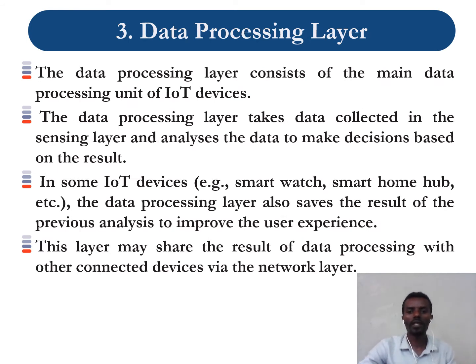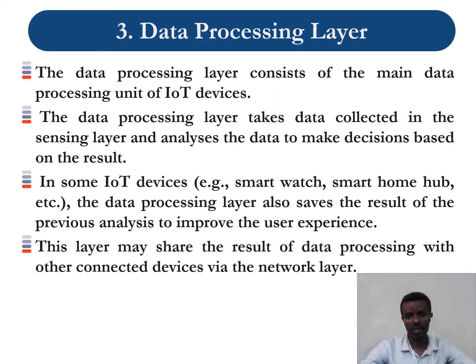Fine. And then after that, the data processing layer accepts the data from the network layer. The data processing layer consists of the main processing unit of the IoT devices. That means when the data comes from the network layer, a decision, execution, or processing can happen on this layer. So this layer takes action upon the device, the materials, or the data which came from the sensing layer through the network layer.